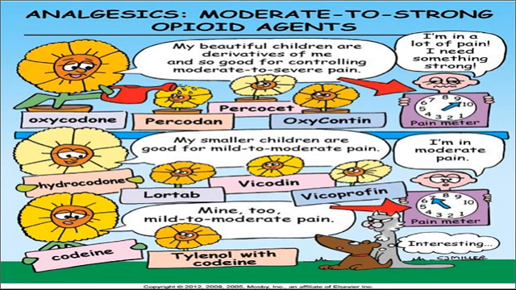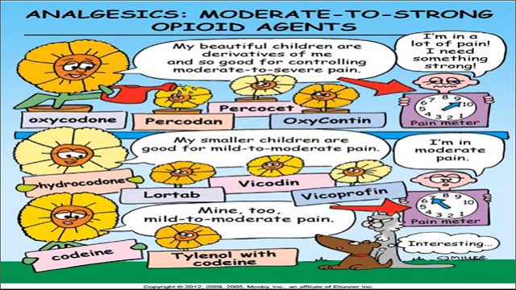Percodan, Percocet. Don't see Percodan really prescribed much, but your Percodan and Percocet, you can remember. Percodan has an A in it because it has aspirin. Percocet, the C, is because it has acetaminophen. So this has acetaminophen. Percodan has aspirin. Oxycontin is an oral form of morphine. These are all your oxycodones.